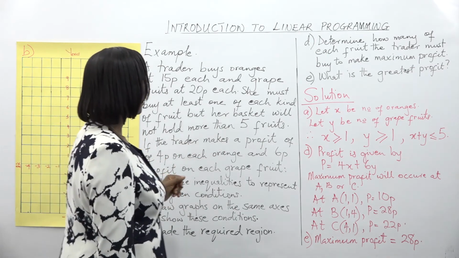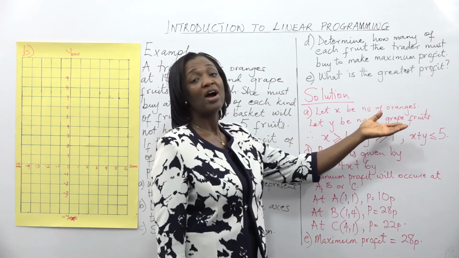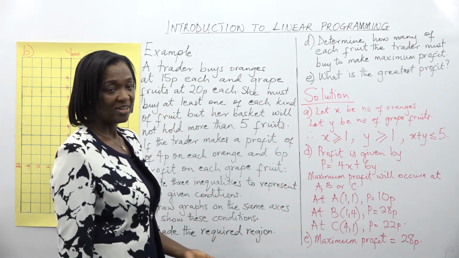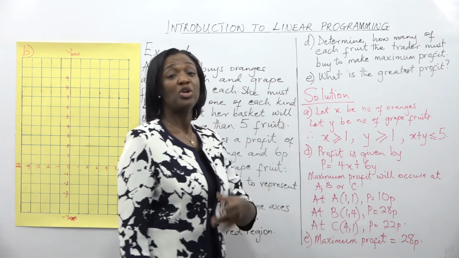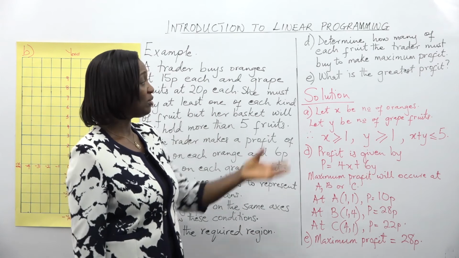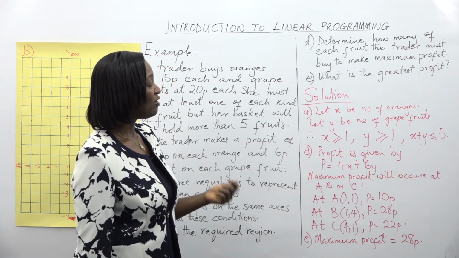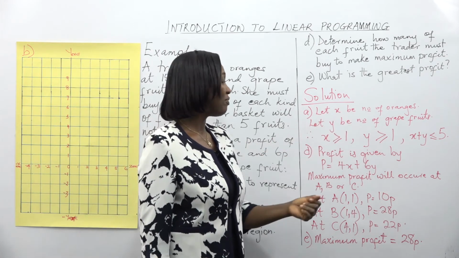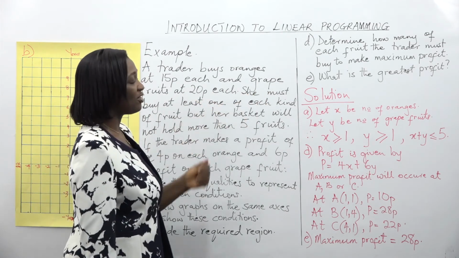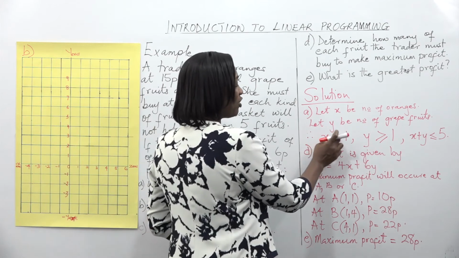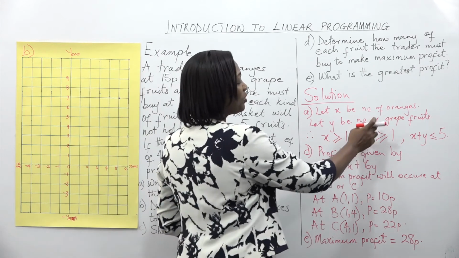So let's take the solution. The first step is, let x be the number of oranges, all right? And then let y be the number of grapefruits, because we don't know how many of each the trader is going to buy to be able to make maximum profit. So let x be the number of oranges, and let y be the number of grapefruits. The condition is this: she must buy at least one of each kind of fruit. So x must be greater than or equal to 1. And also, y must be greater than or equal to 1.